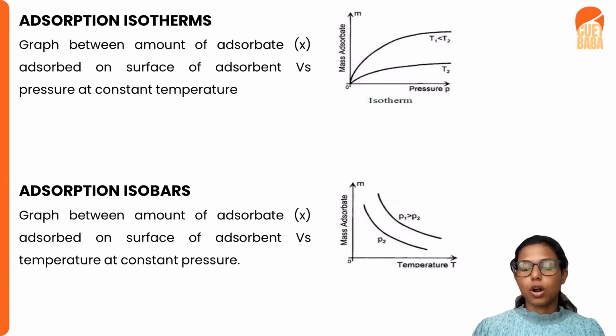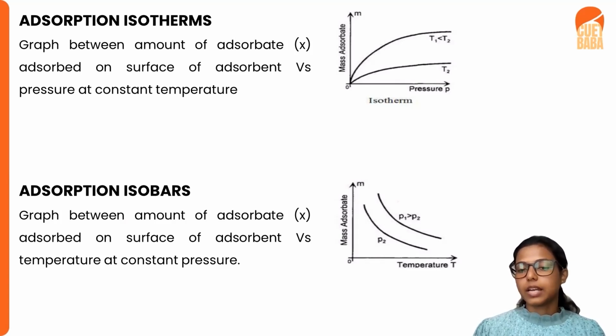The graph that is drawn between the amount of adsorbate adsorbed on the adsorbent surface versus the temperature at which the adsorption occurs is called an adsorption isobar. Any graph that is drawn at constant pressure is called an isobar. When we draw a graph of adsorption, it is called an adsorption isobar. The graph is drawn between X/M versus temperature. Here also, two graphs are drawn at two different pressures, P1 and P2. P1 is greater than P2. The upper graph is of P1 and the lower graph is of P2.